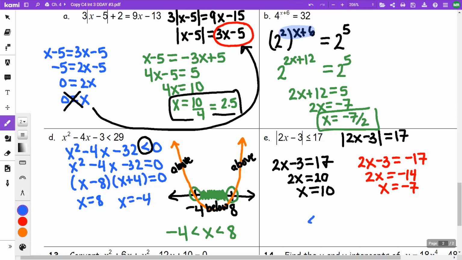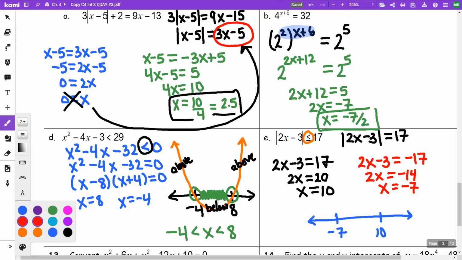So I'm going to draw my number line. I'm going to have a -7 and a 10. I look back at the inequality. It is less than or equal to. So since it's equal to, I am going to have a solid dot here at -7 and at 10 because I do want where it's equal. But then I also want where it is less than.